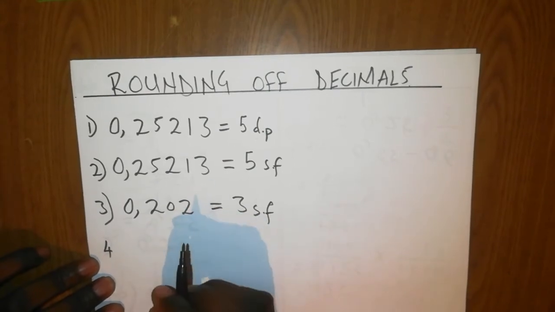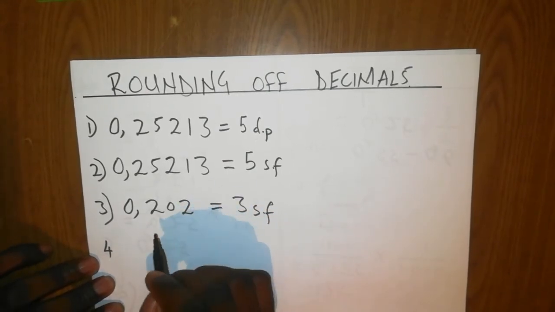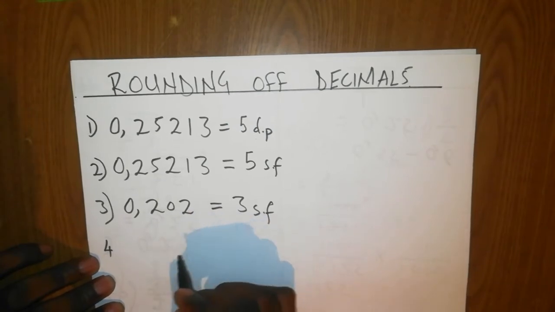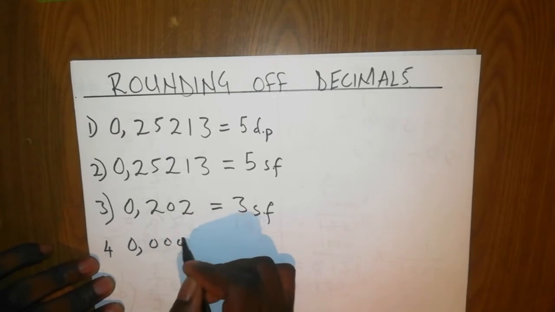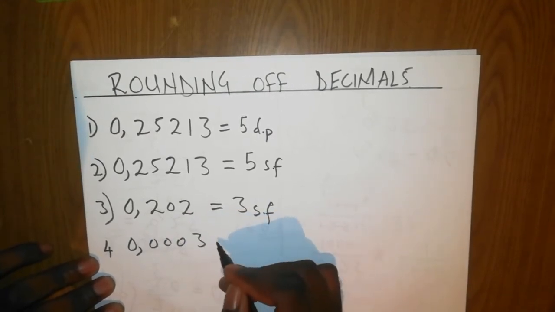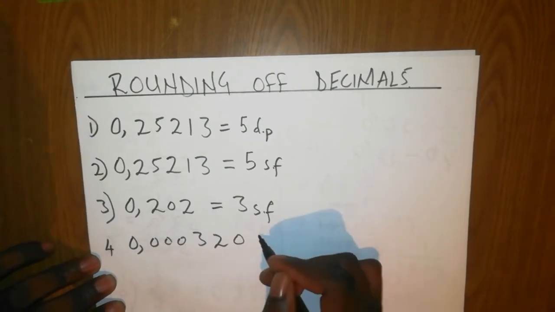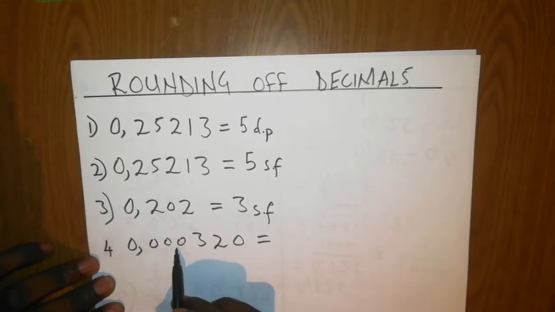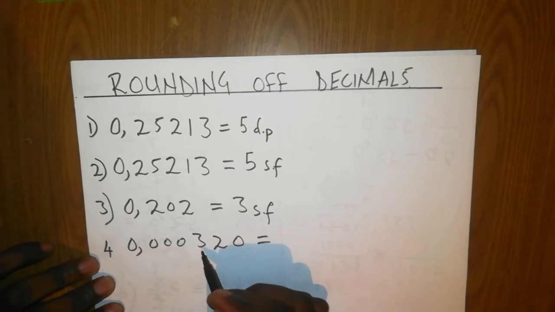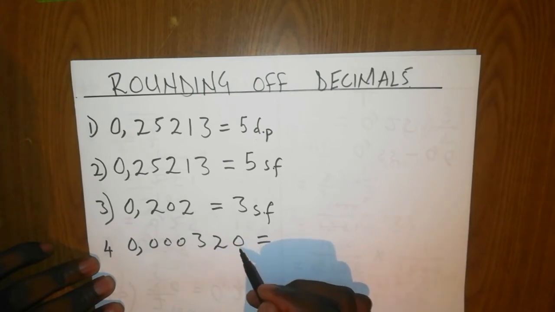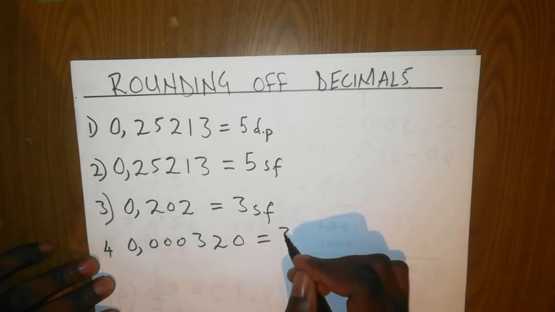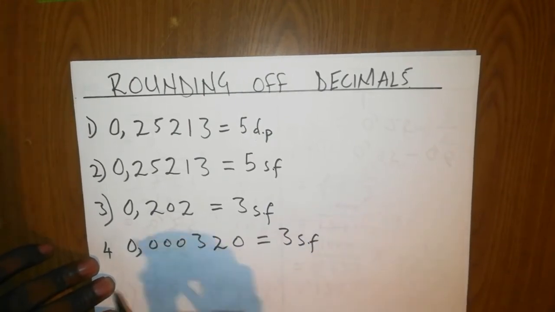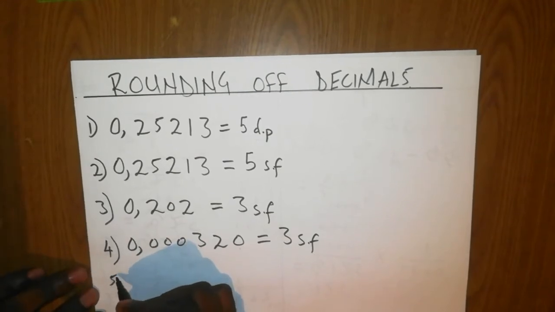A 0 is considered to be significant if it is found after non-zero digits and after a comma. So I've got 0.0000320. These zeros are not considered. They are insignificant. We start to count where there is a non-zero digit, and then this 0 is going to be considered. The reason being that there is a comma there, so it's equal to 3 SF.